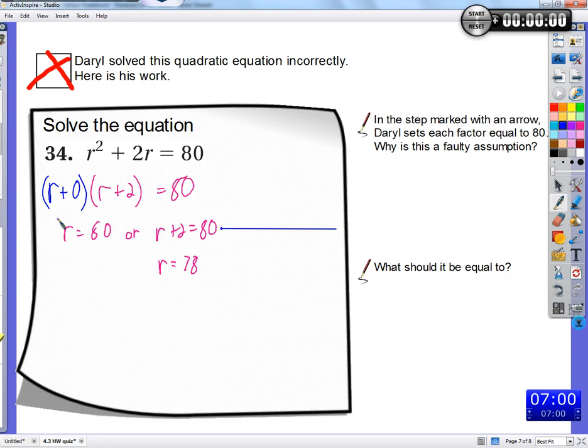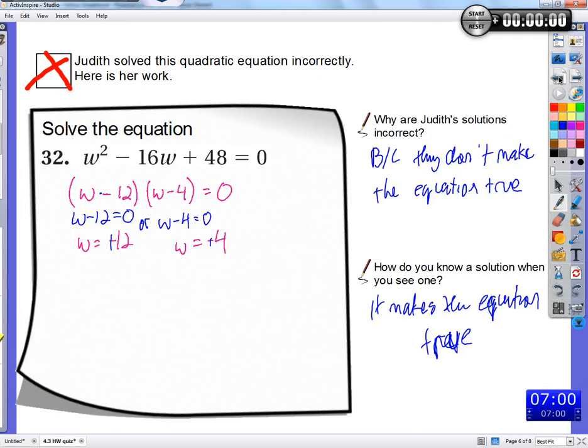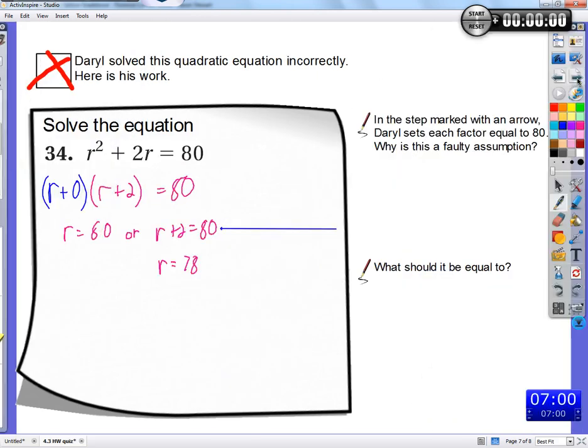what he's done is taken, factor the left side, he factored it correctly. If I distribute the r into r plus 2, you get r squared plus 2r. And it's equal to 80, then it just sets each one of them equal to 80, which looks a lot like what we do normally. It's just that it equals 0. We multiply these two together, it equals 0. So we set this equal to 0 and this equal to 0. So why can't you do that here? Just use 80 instead of 0.